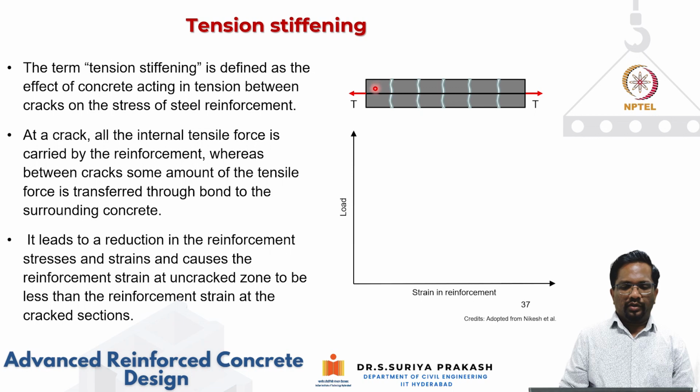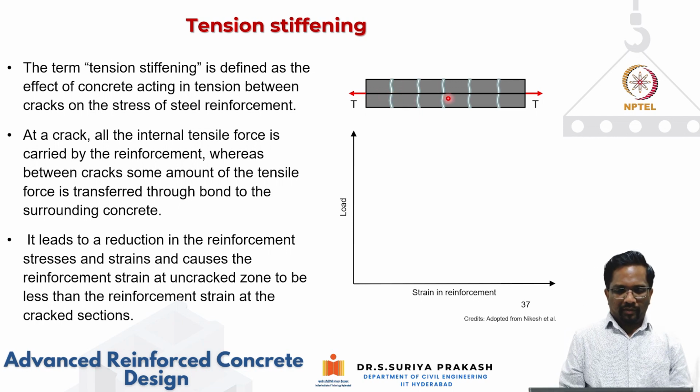initially both the concrete and steel will start resisting this applied tension. Then you will have these kinds of cracks forming along the length of the prism. Okay. Now, if I look only at the cracked location, it has to satisfy equilibrium. So the entire applied tension has to be resisted only by this rebar, right? As I apply more and more load, you'll have more cracks forming.